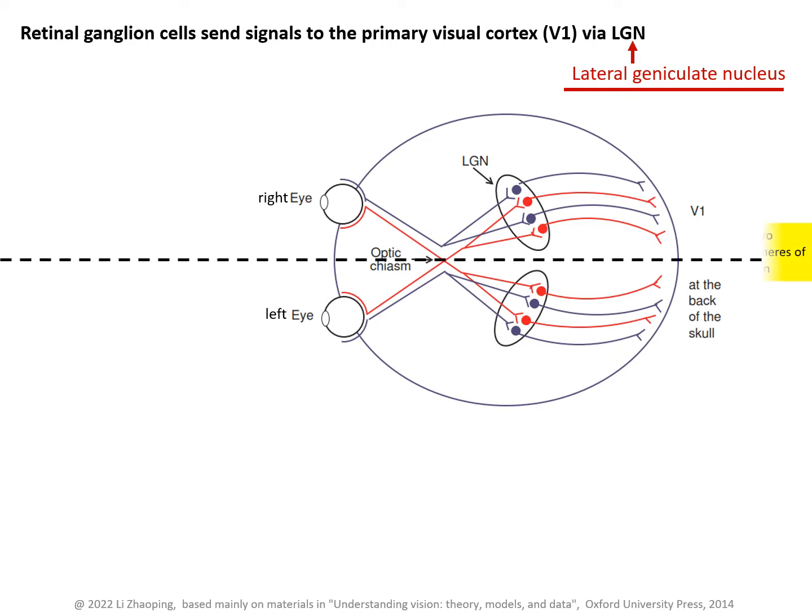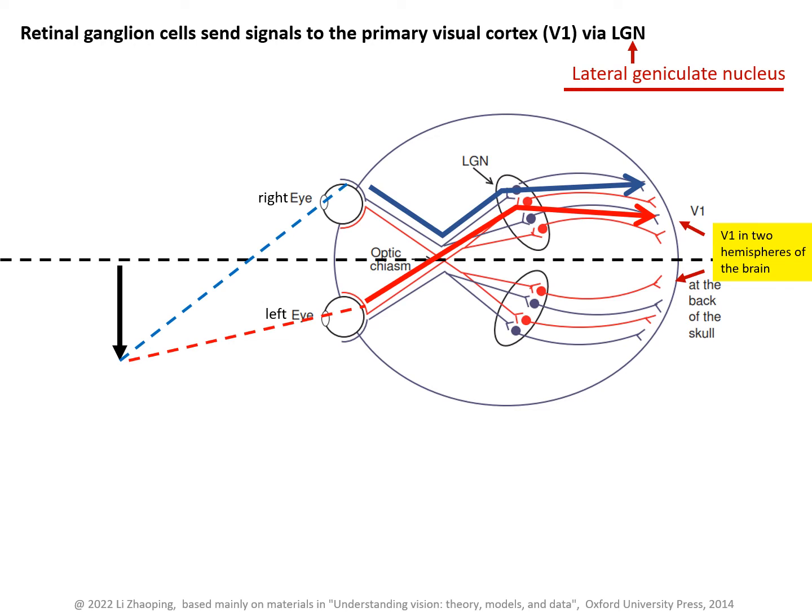If we divide the brain into its left and right half, then we see that signals from both eyes project to each half of V1, and objects in one half of the visual field project to the other half of V1. So each half of V1 receives input from just half of the visual field.